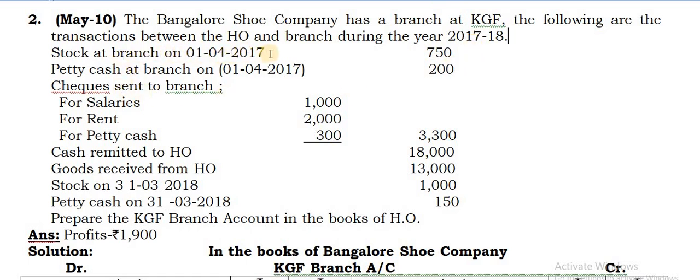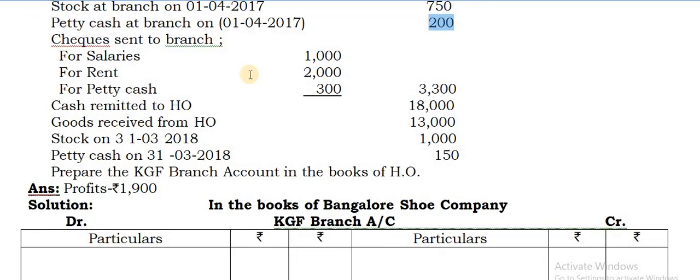Stock at branch on 1/4/17. This is the opening stock. Take on debit side. This also petty cash. Take on debit side. ಇವೆರಡು debit side. Third, opening the assets. So ಹಾಗಾಗಿ write on debit side as to balance drawn down.